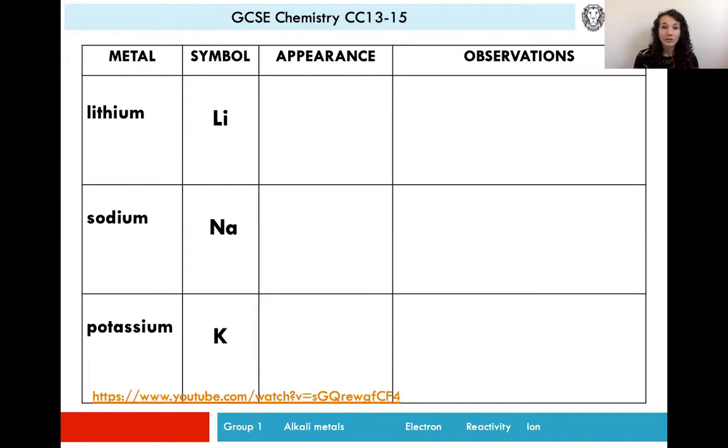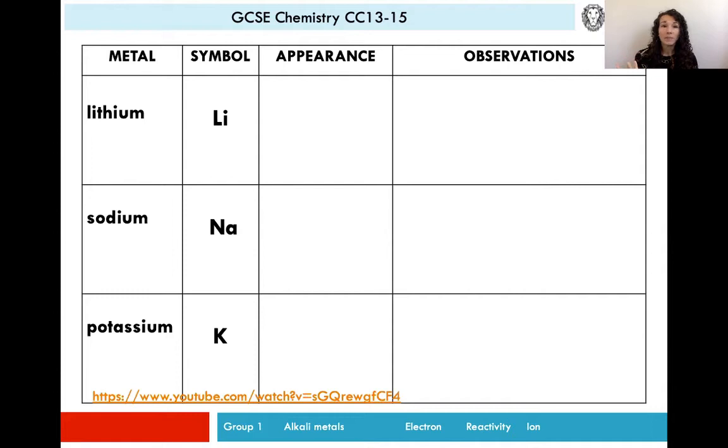So what I would like you to do in a moment is pause the video and copy out this table. We are going to look at the 3 most common alkali metals, and these are the ones that you're most likely to be asked questions about in your GCSE exams. So we're going to have a look at a video in a moment that shows the reaction of lithium, sodium and potassium in water.